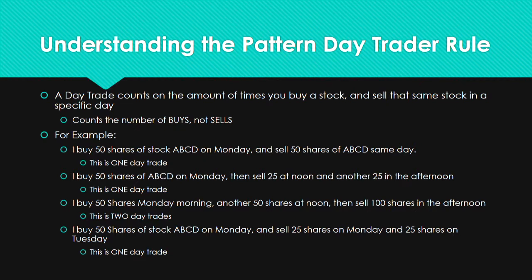Now let's go even further. If I buy 50 shares of stock ABCD on Monday and sell 25 on Monday, and then I sell 25 on Tuesday, the next day, this still counts as one day trade. It doesn't matter that you didn't sell your whole position, you still bought and sold in the same day.